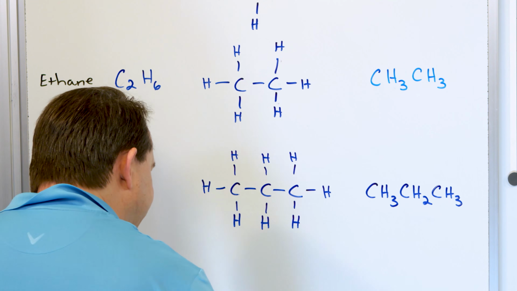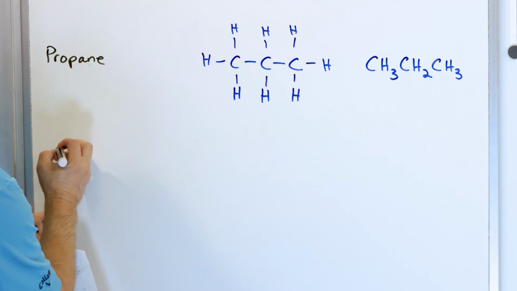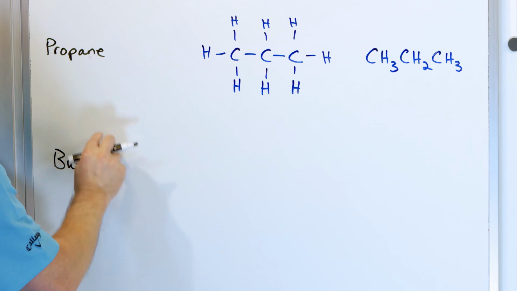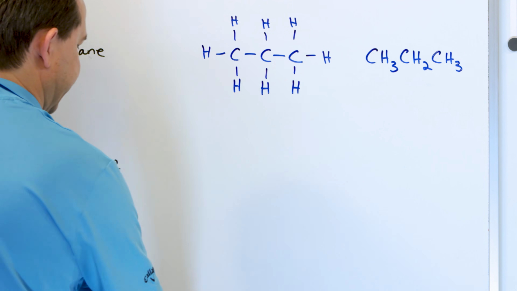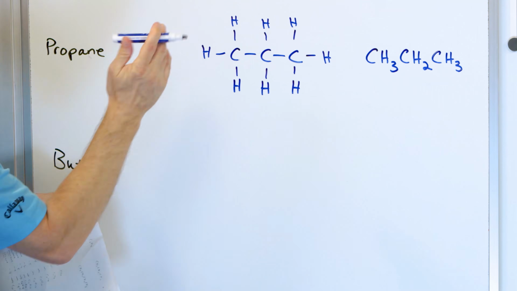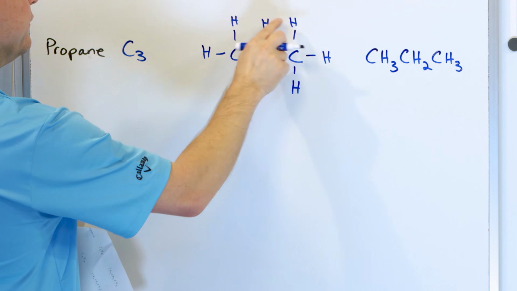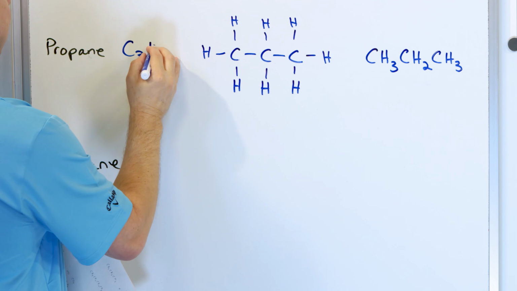Now we could probably stop there because I think the point has been made, but let's just do one more. We're going to go to butane. Again, because there's an A and E, we know there's only single bonds between the carbons. And I forgot to mention the molecular formula here would be C3H8, with 1, 2, 3, 4, 5, 6, 7, 8 hydrogens.